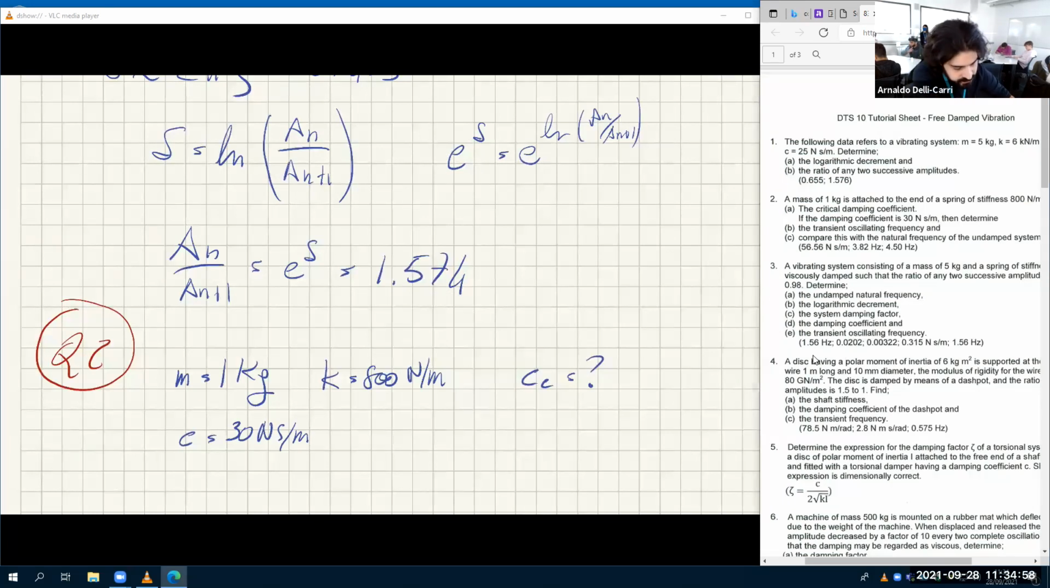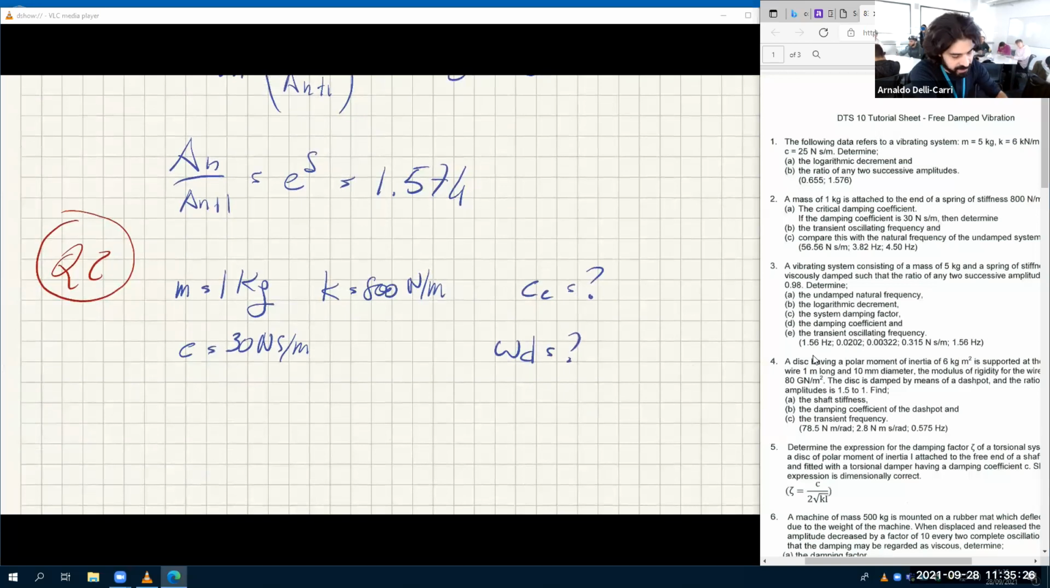What is that? What is the transient oscillating frequency? How did I call it? Omega D. Yes. Thank you, Mahmoud. That's omega D. And compare this with the natural frequency of the undamped system. Which omega is that? Omega n, correct. So we want to find these three things and compare omega D and omega n.